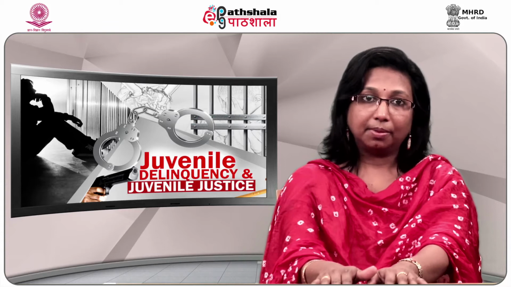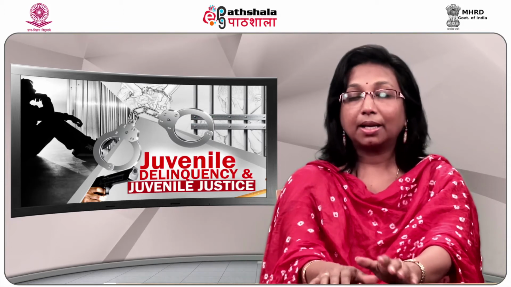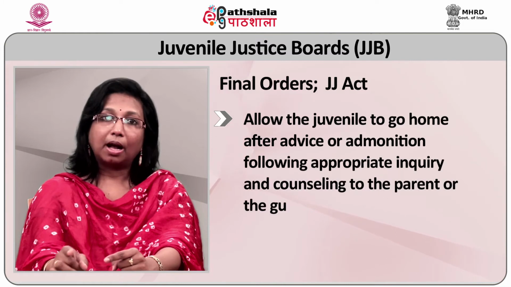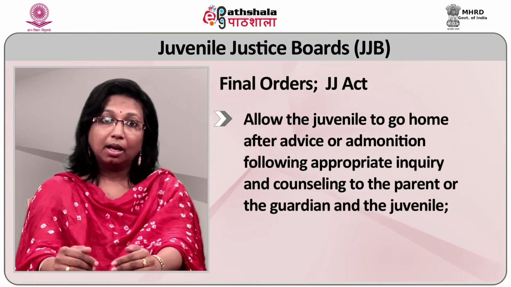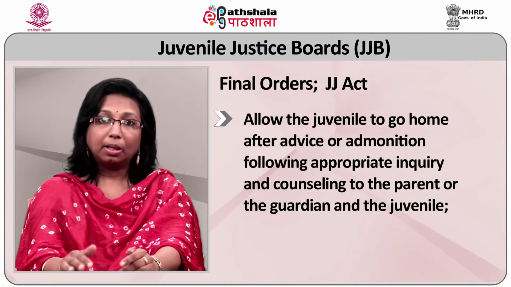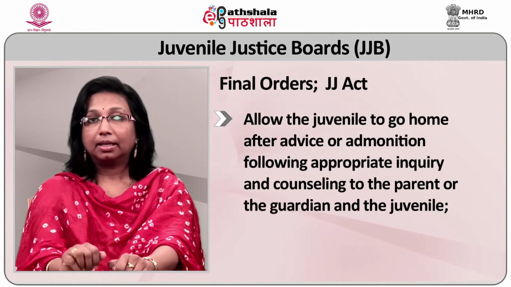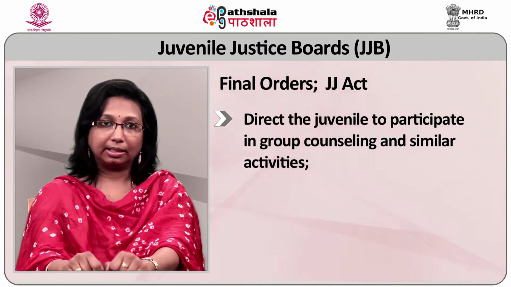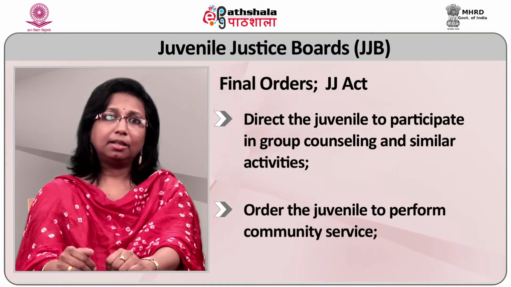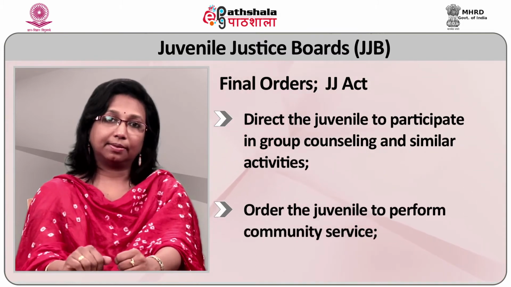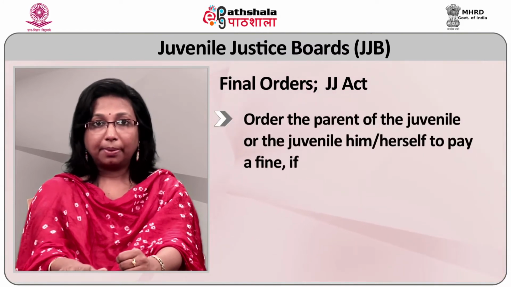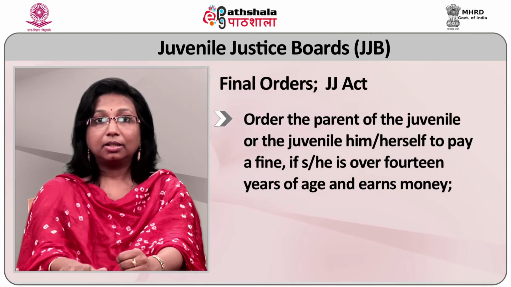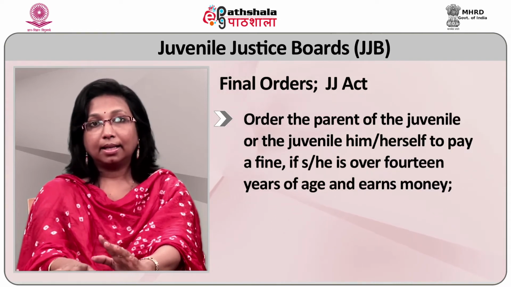They are not subject to imprisonment, but final orders can be passed with respect to what I am going to now narrate. 1. Allow the juvenile to go home after advice or admonition following appropriate inquiry and counseling to the parent or the guardian and the juvenile. The second option is to direct the juvenile to participate in group counseling and similar activities. The third option before the JJB is to order the juvenile to perform community service. The fourth option is to order the parent of the juvenile or the juvenile himself to pay a fine if he or she is over 14 years of age and earns an income.